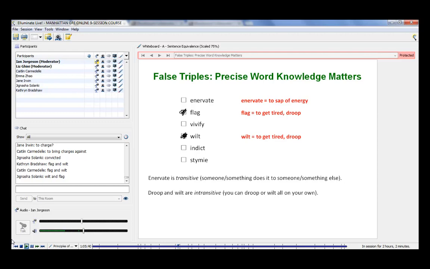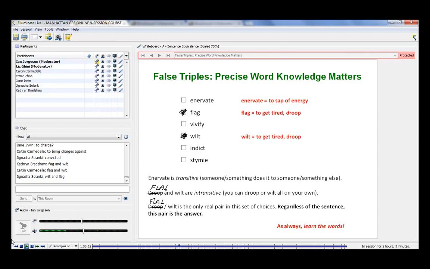So it's the idea of the difference between whether you are doing this verb to something else or whether that verb's just happening. And surprisingly, the GRE will occasionally test this distinction. So in this case, that should be flag and wilt is the only true pair. I don't know why that says droop there. Sorry about that. That should say flag. Flag and wilt are the true pair here for pretty subtle reasons.